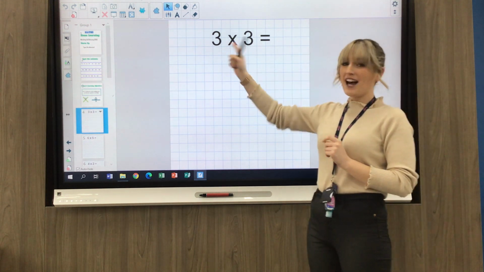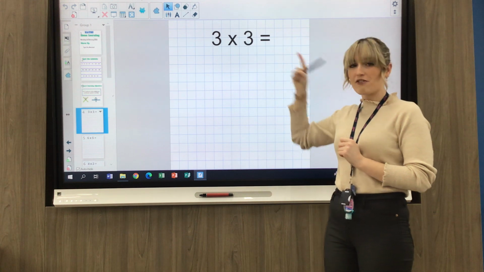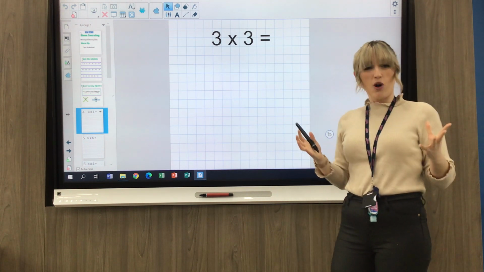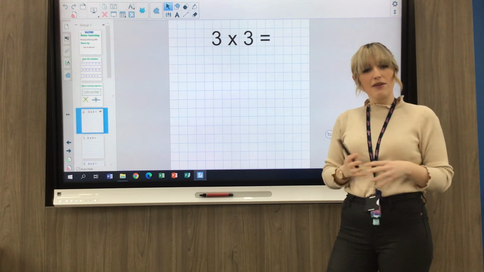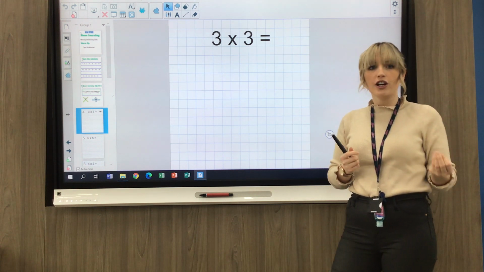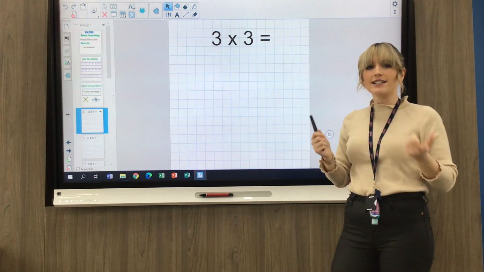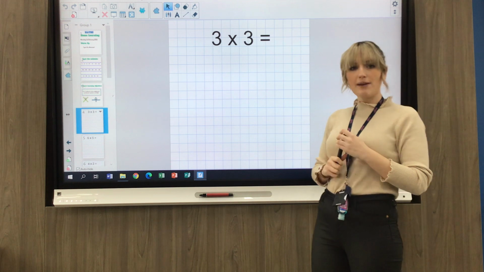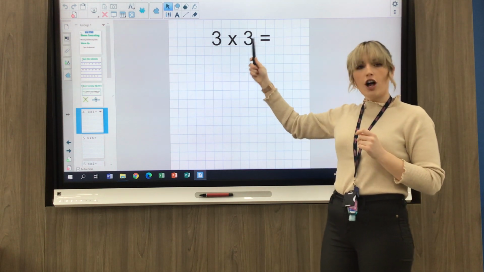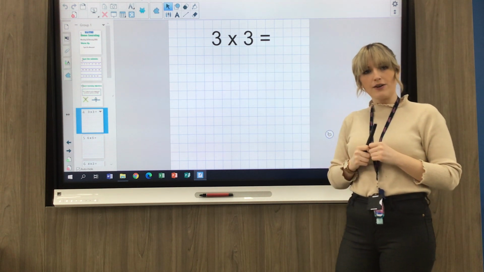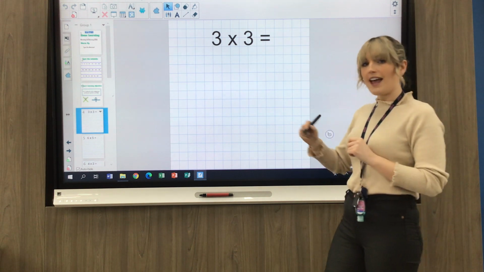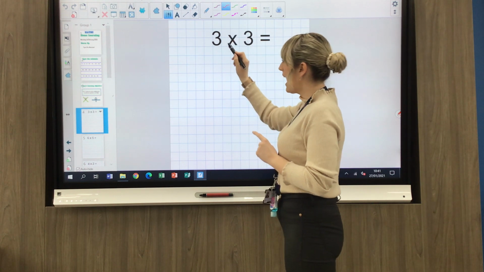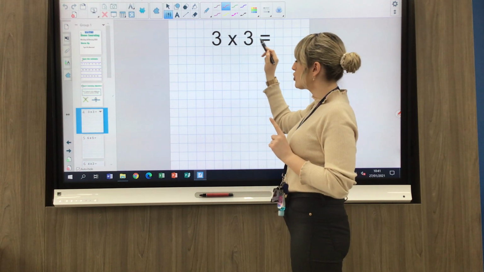So I don't like saying 3 times 3, because that doesn't really explain what we're doing, does it? Times. When we think of time, we often think of the clock or a watch, what time it is. But times doesn't really explain what we're doing here. So I prefer 3 lots of 3. Okay, and if we draw that, it helps us to understand it even more. So I want to find 3 lots of 3.